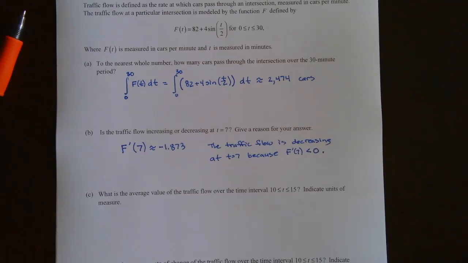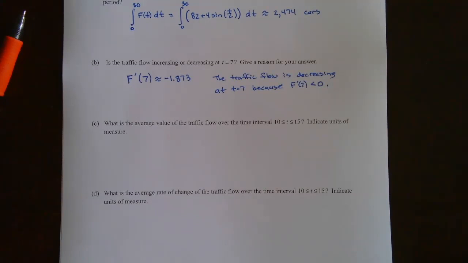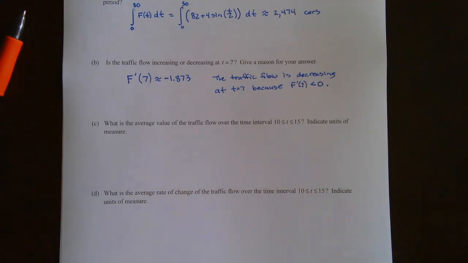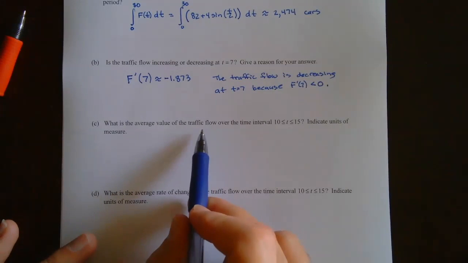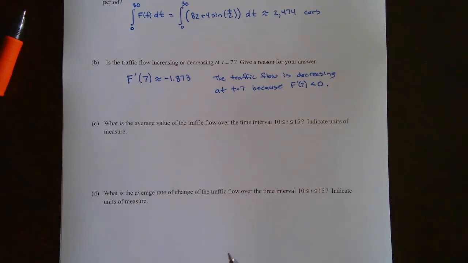Okay. All right, so let's go to part C. Okay, so for part C, what is the average value of the traffic flow? So what's the average of this traffic flow basically, over the time interval 10 to 15. Now, if we integrate, we are going to get cars. If we differentiate, we're going to get cars per minute squared. Okay, so we want the average value of the traffic flow. We want the same units as the traffic flow, right? We can do that by integrating because we'll get cars, okay?